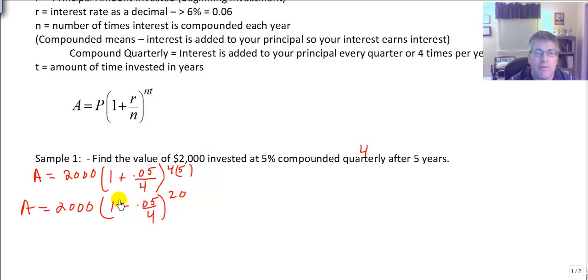I'm trying to add fractions in here, so 1, I'm going to change that really to 4/4. That's really what we want to add here. We want to add 1 or 4/4 to 0.05. So our amount equals 2,000 times, 4 plus 0.05 is 4.05 all over our common denominator, 4, raised to the 20th power. So there we go. That's all we need to do.